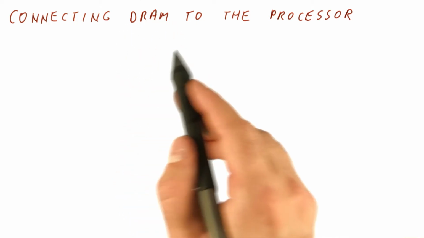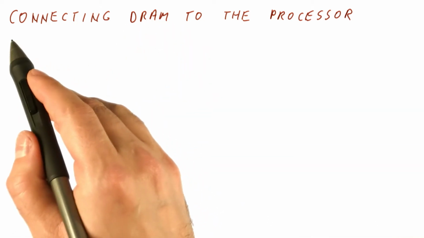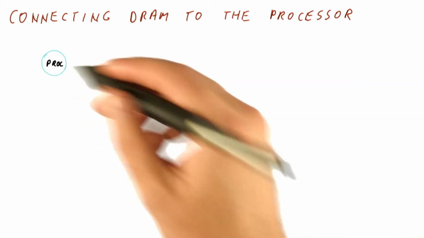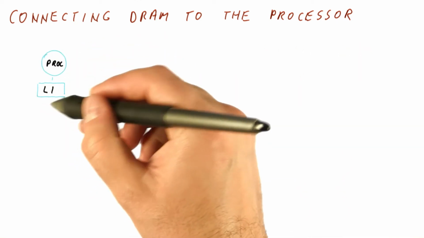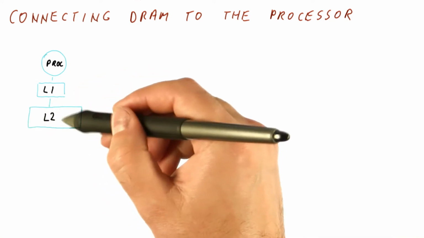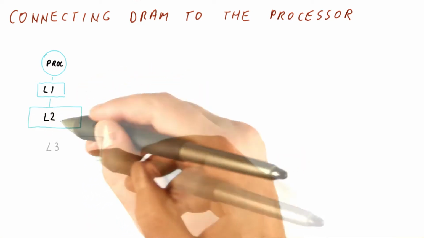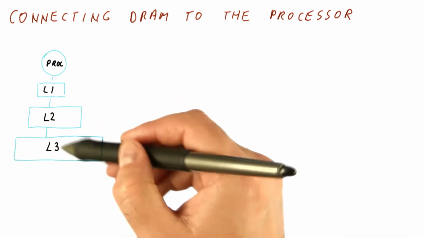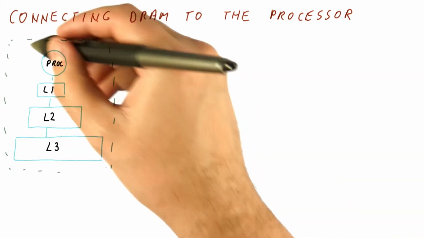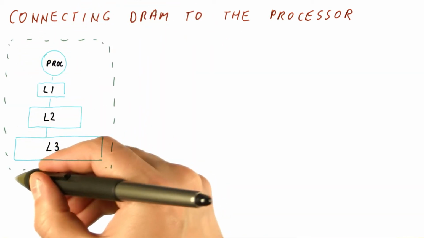Now that we have seen what DRAM looks like, let's briefly look at how to connect the DRAM to the processor. So we have our processor. It sends its requests to level 1 cache, which sends its misses and write-back requests to the larger level 2 cache, which might send its misses and write-back requests to an even larger level 3 cache. And let's say that these are all on our processor chip.